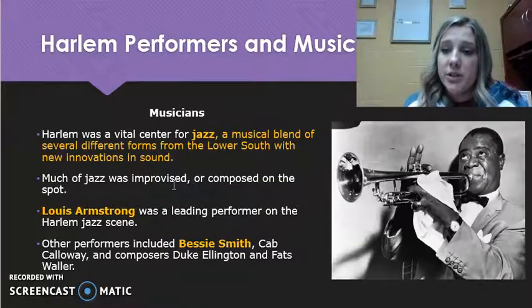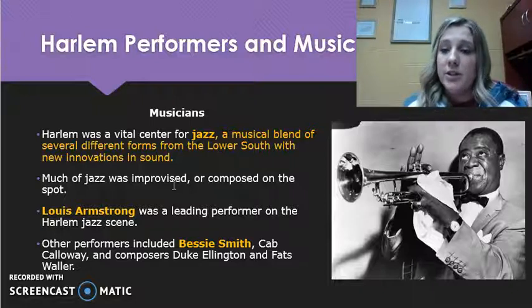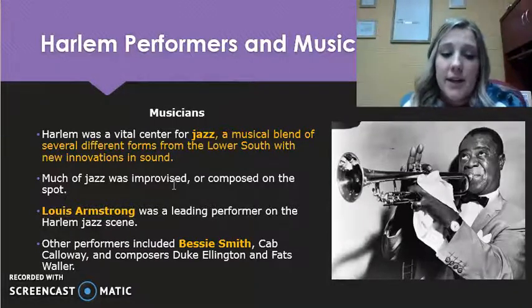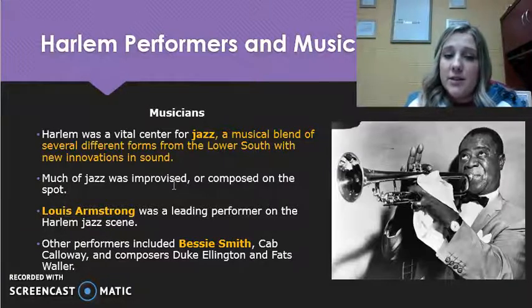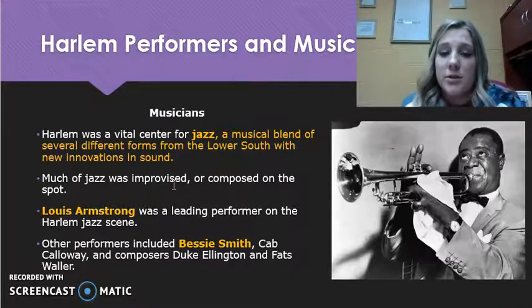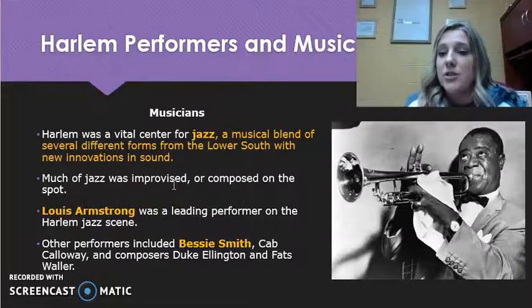All right, the musicians are going to take on a new type of music at the time. This was considered jazz, which was a musical blend of several different forms from the Lower South with new innovations in sound. So I highlighted that. I read it word for word because I want you to know the book definition. So go ahead and highlight that. Make sure you know what that term means. And Harlem is going to introduce this in the 20s. Much of jazz was improvised. That means it was composed on the spot. Here you have Bessie Smith was a very famous jazz performer, and we're going to listen to one of her songs in just a second.